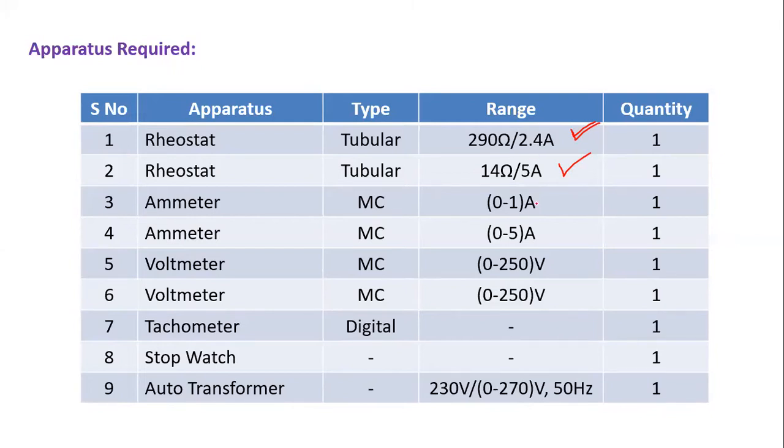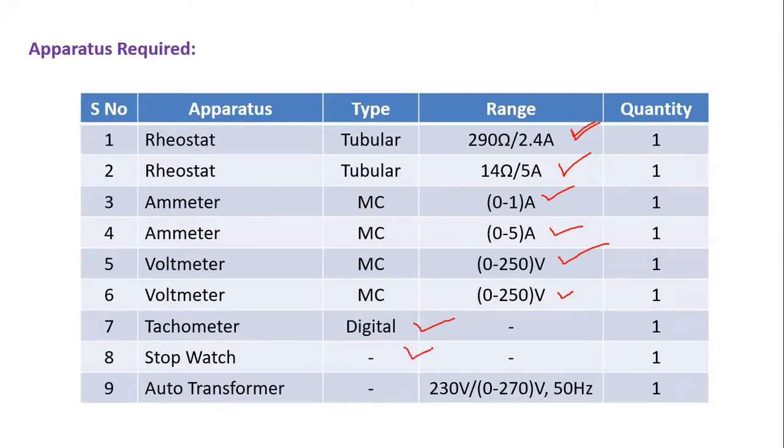Coming to the ammeters, one is used to measure the field current and another one is used to measure the armature current. 2 voltmeters, one is connected across the supply to measure the source voltage, and one is used to measure the voltage across the armature. And tachometer is used to measure the speed, and stopwatch.